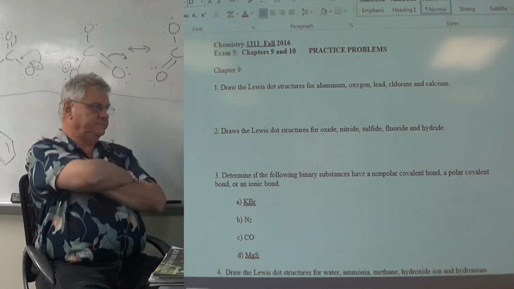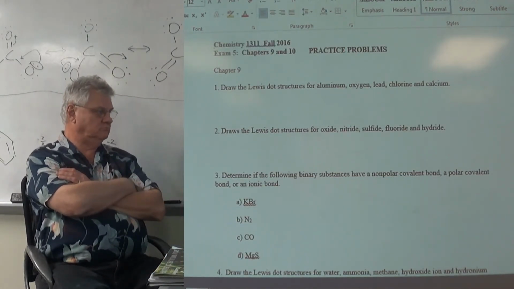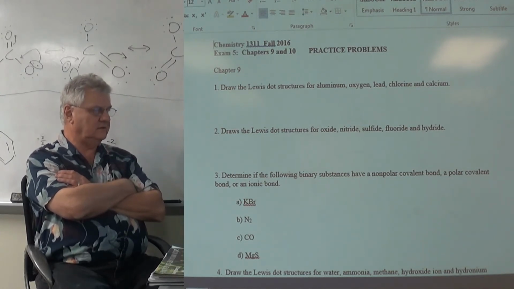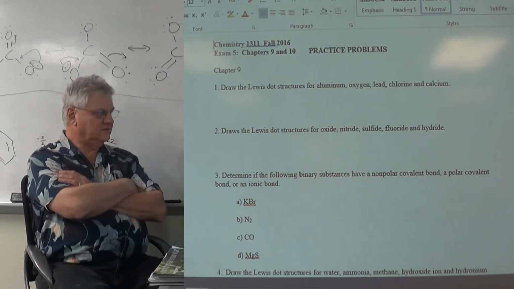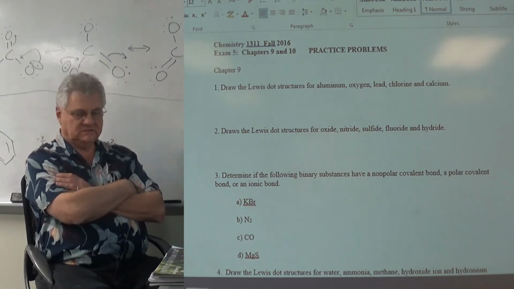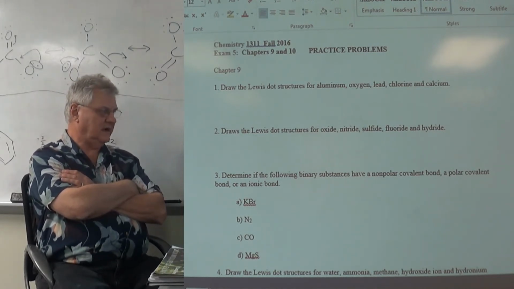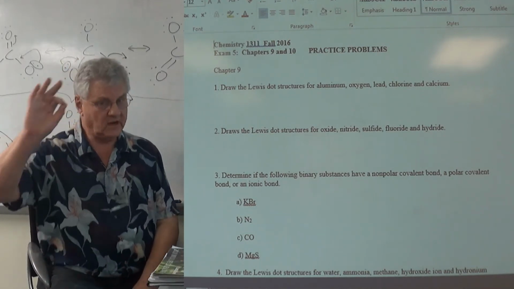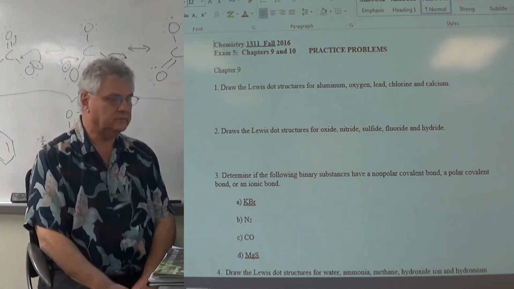Number 1, draw the Lewis dot structure for aluminum, oxygen, lead, chlorine, and calcium. And you just look at their group number to see how many valence electrons they have. Aluminum is in group 3A. You put 3 dots around it. Simple. Okay.